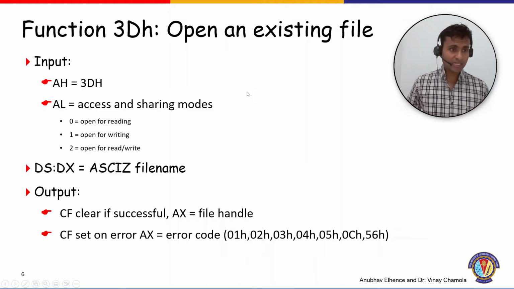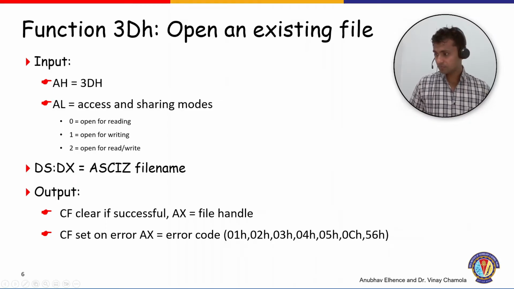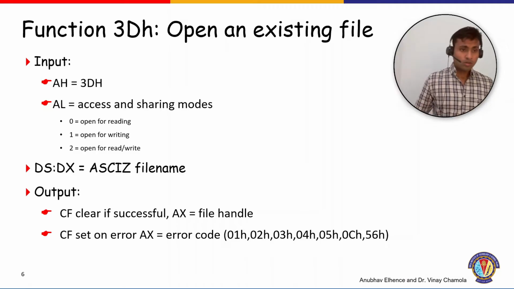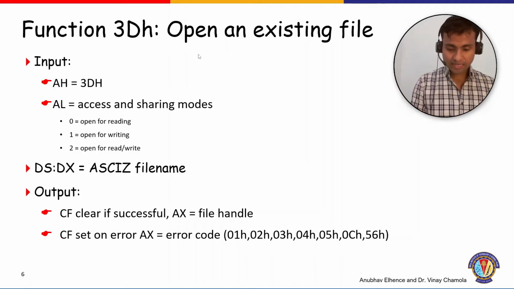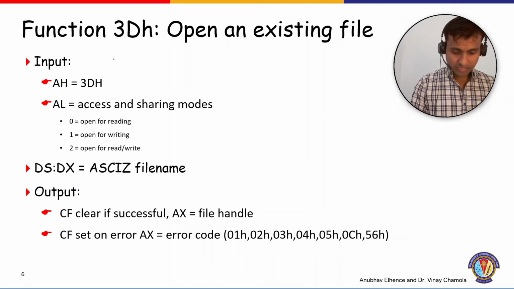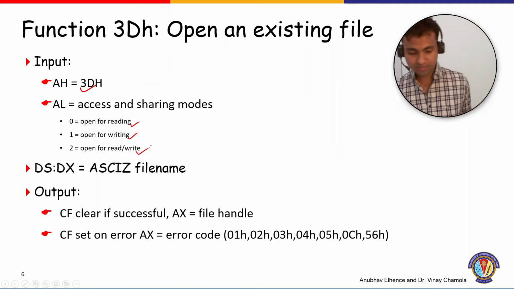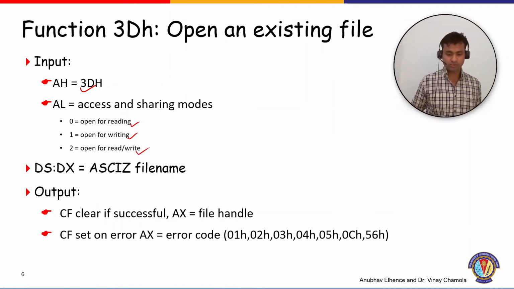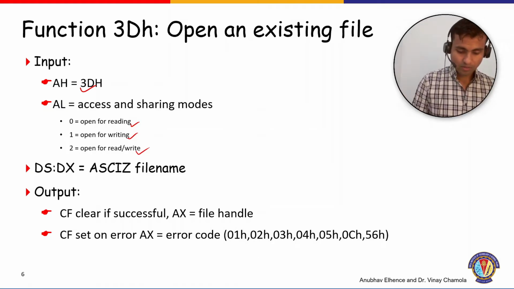So function 3Dh, which is open an existing file. The input to this would be in the AH register you'll store 3D, and in the AL you'll specify the access and sharing mode. So 0 for open for reading, 1 for open for writing, 2 for open for read/write. So whatever it is, you just specify that into the AL. And in the DX you again load the ASCIIZ file name.